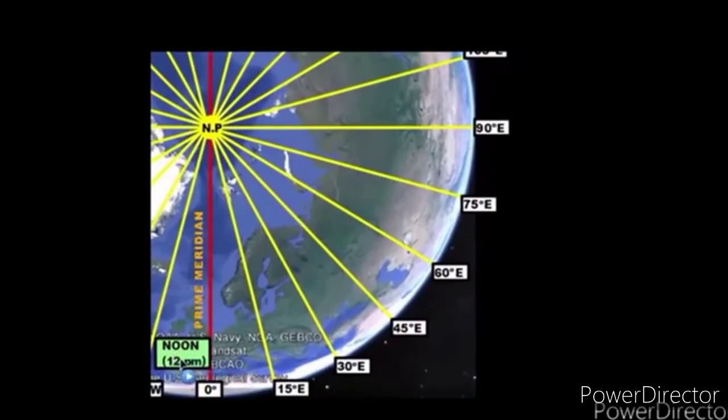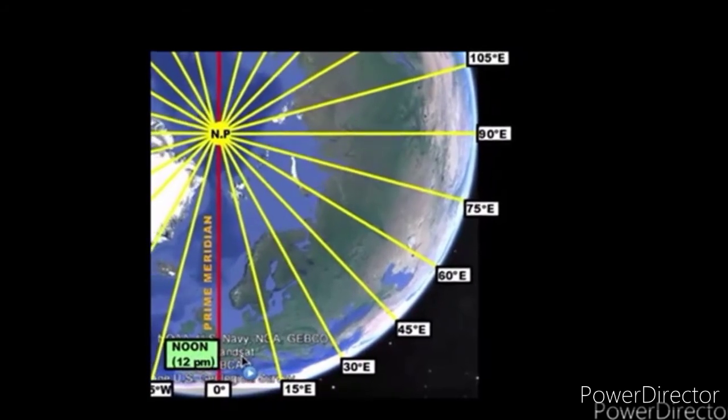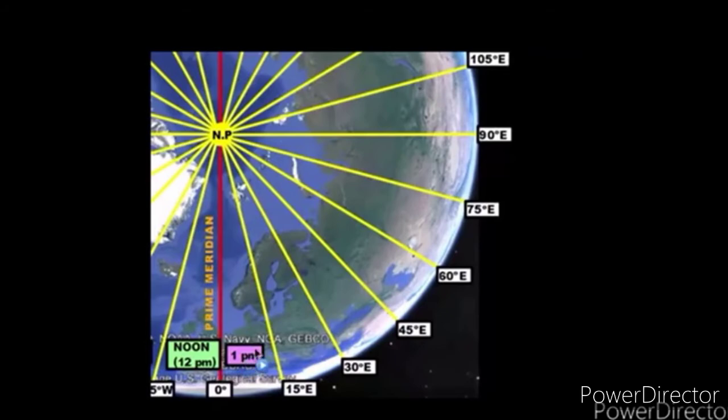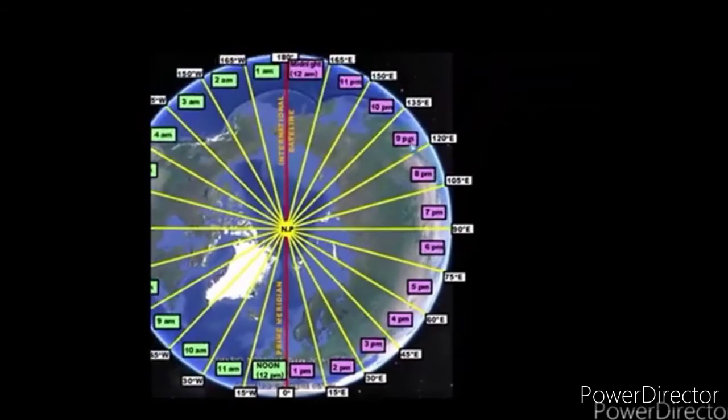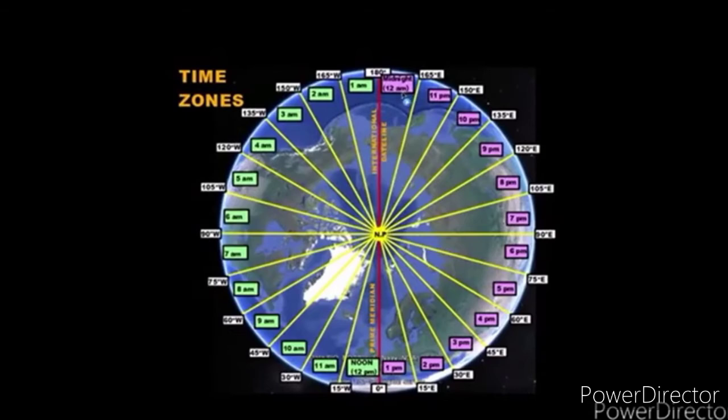For example, as you go to 15 degrees east, time will be 1 pm. As you go to 30 degrees east, time will be 2 pm. At 45 degrees east, time will be 3 pm. Time will keep increasing at every 15 degrees east till you go to 180 degrees east.